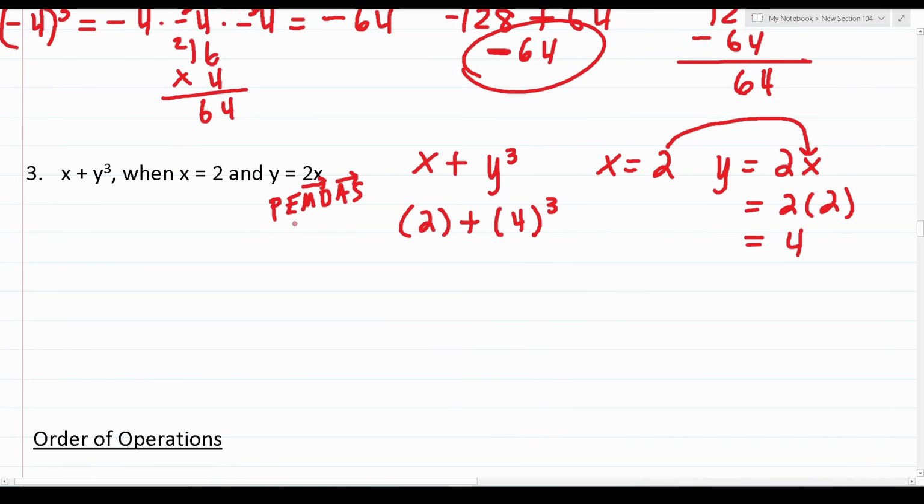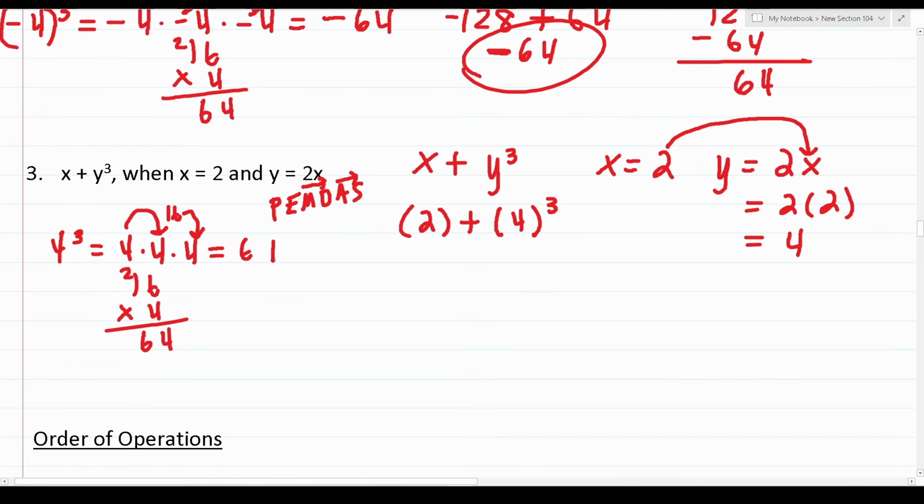There's nothing in parentheses. That said, we do have one exponent in this case, and that's 4 to the third, which is the same as 4 times 4 times 4. 4 times 4 is 16, so this becomes 16 times 4. If you can't do that mentally, you can always work it out the old-fashioned way here. 6 times 4 is 24, so drop down a 4, carry a 2. 1 times 4 is 4, plus 2 is 6, so this is 64. So this becomes 2 plus 64. 2 plus 64 is going to be 66. All right, so that's that one.